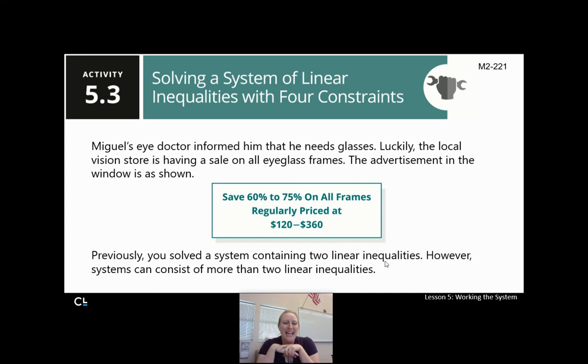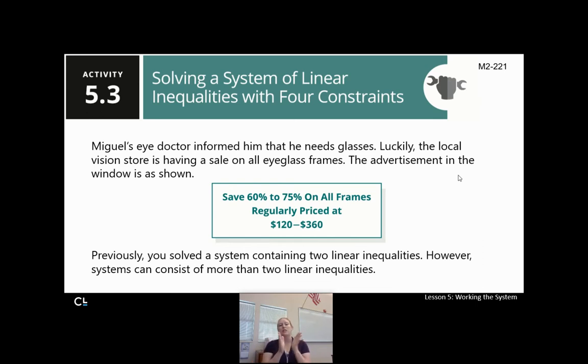So Miguel's eye doctor informed him that he needs glasses. Now, luckily, the local vision store is having a sale on all eyeglass frames, and the advertisement in the window is as shown. So here's our lovely advertisement. So we're going to save 60 to 75% on all frames, regularly priced at $120 to $360. It's a mouthful though, right? And so we need to figure out if we can really get a deal on this and what kind of a deal we can get.